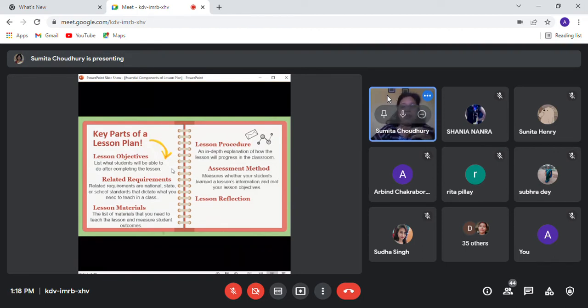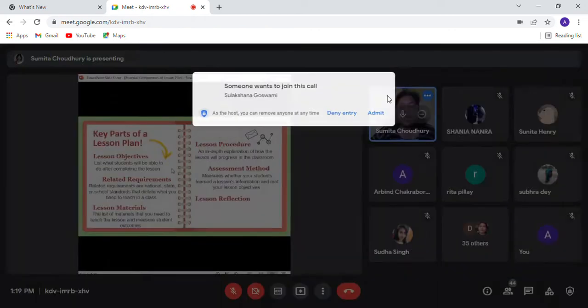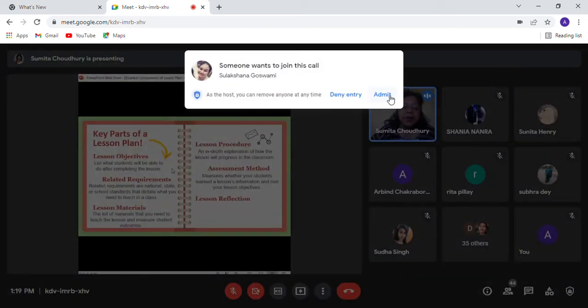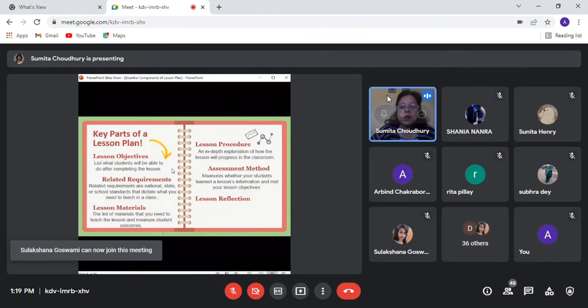assessment method. It measures whether your students learned the lesson's information and met your lesson objective. This is a very important key part of a lesson plan. I should always have some form of assessment, be it for 2 minutes or 10 minutes, to check the understanding of the students. It can be an activity, an oral or written assessment.